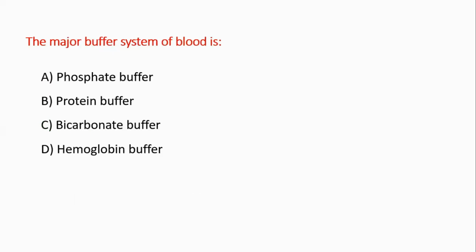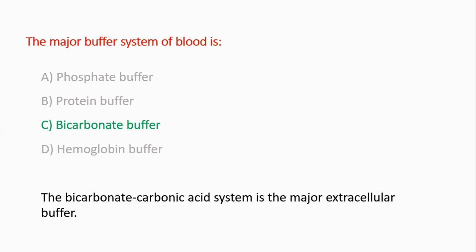So, here is the next question. The major buffer system of blood is phosphate buffer, protein buffer, bicarbonate buffer, or hemoglobin buffer. When acid enters the blood, who comes to the rescue first? Think of the bicarbonate buffer as the body's emergency acid control team. Yes, you guessed it right. The answer is bicarbonate buffer. The bicarbonate system is a major extracellular buffer.